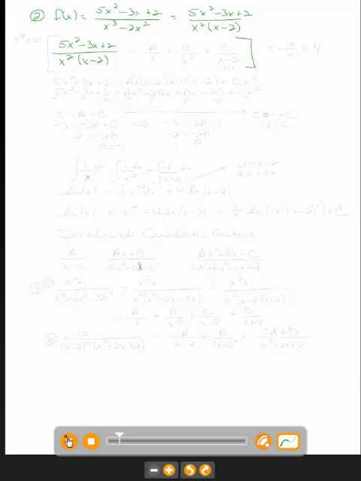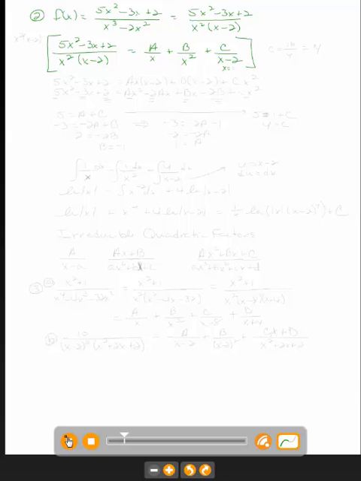Here's the deal with this. You could have a fraction that has a denominator of x. You could also have another one that has a denominator of x squared. And you could have a third one that has a denominator of x minus 2. So, multiplying through by the common denominator.